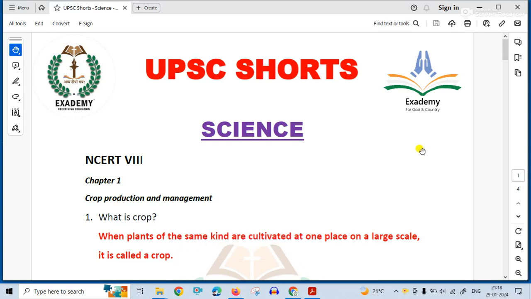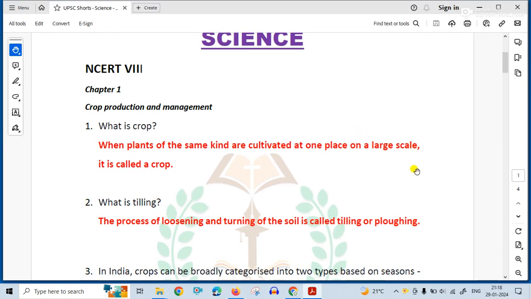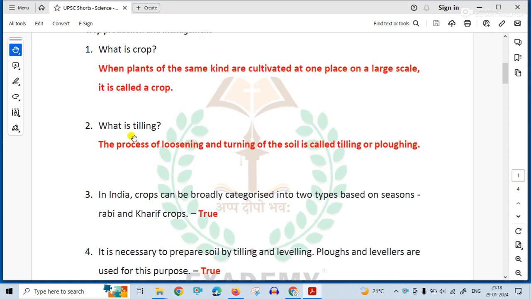Hello and welcome back. What is crop? When plants of the same kind are cultivated at one place on a large scale, it is called a crop. What is tilling? The process of loosening and turning of the soil is called tilling or plowing.